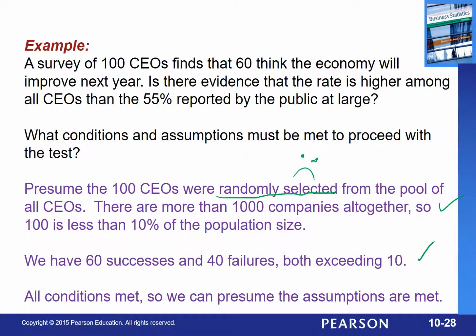The next thing you should look at is, since I have 60 successes out of 100, that means I have 40 failures. Those are both bigger than 10, so we're good to go on that one. Check, check. The last thing is, you should ask yourself, was this random? There's no information about that, which makes me a little hazy about it. These are good enough for now.